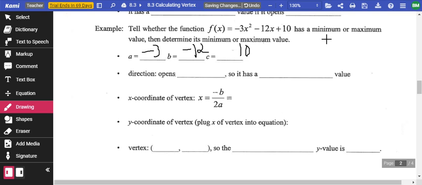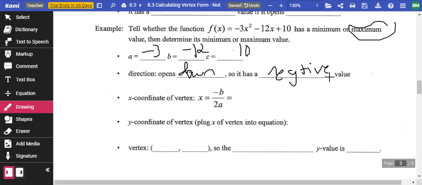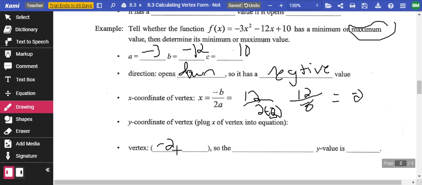Okay, it has a minimum or a maximum. This is going to have a maximum. How do I know? Because I know it opens down, because it has a negative value. Okay, for the x-coordinate of the vertex, we're going to get 12 over 2 times -3. So that's 12 over -6, which is going to give me -2. So my x value is -2.